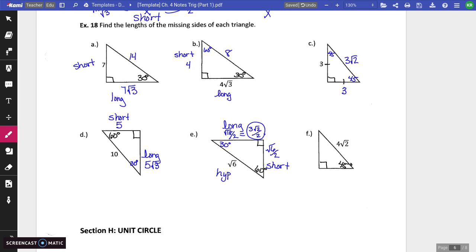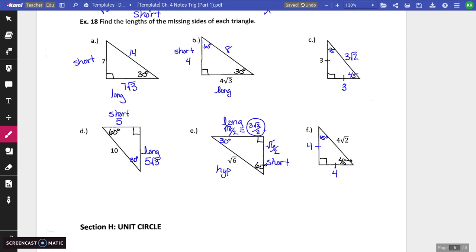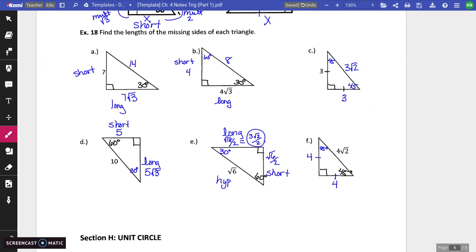On F, 45, 45, 90, your legs are going to be congruent to each other. To go from hypotenuse to a leg, you divide by root 2. So divide by root 2 to get 4, divide by root 2 to get 4. And there are your patterns for your 30, 60, 90s and 45, 45, 90s.